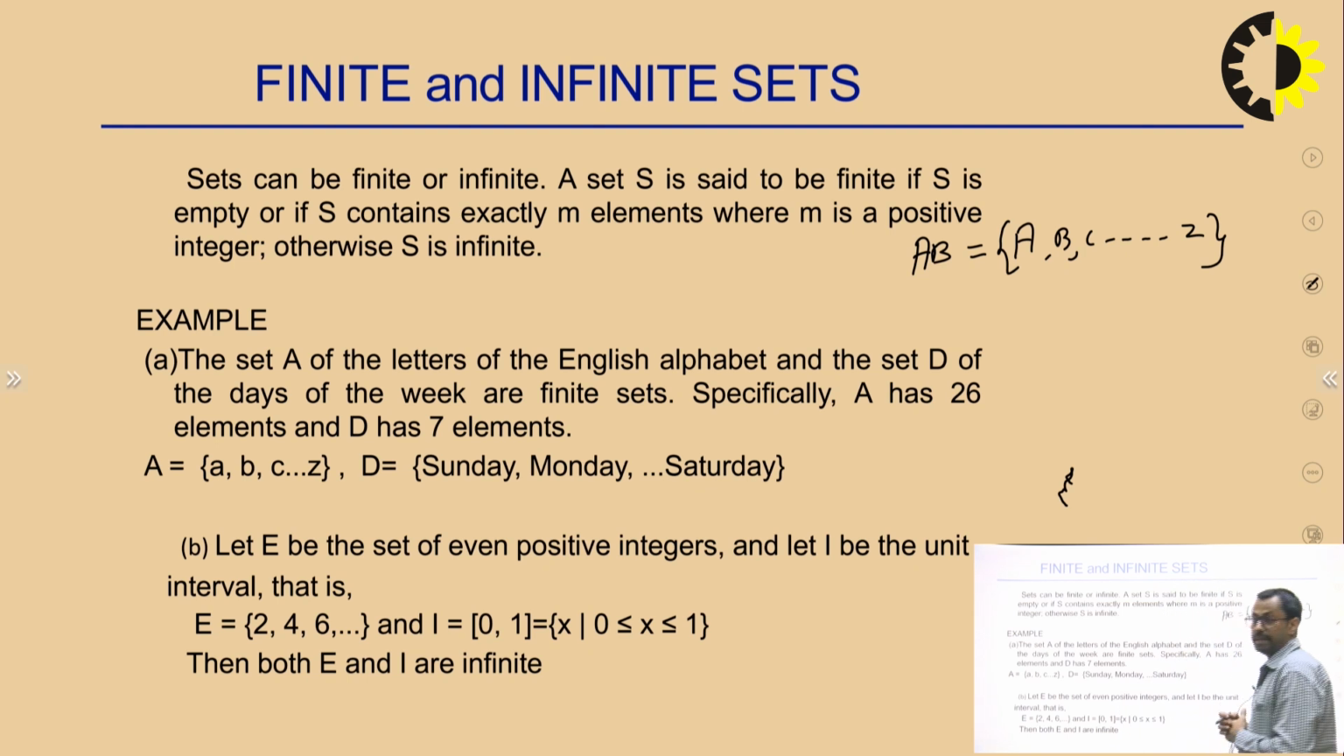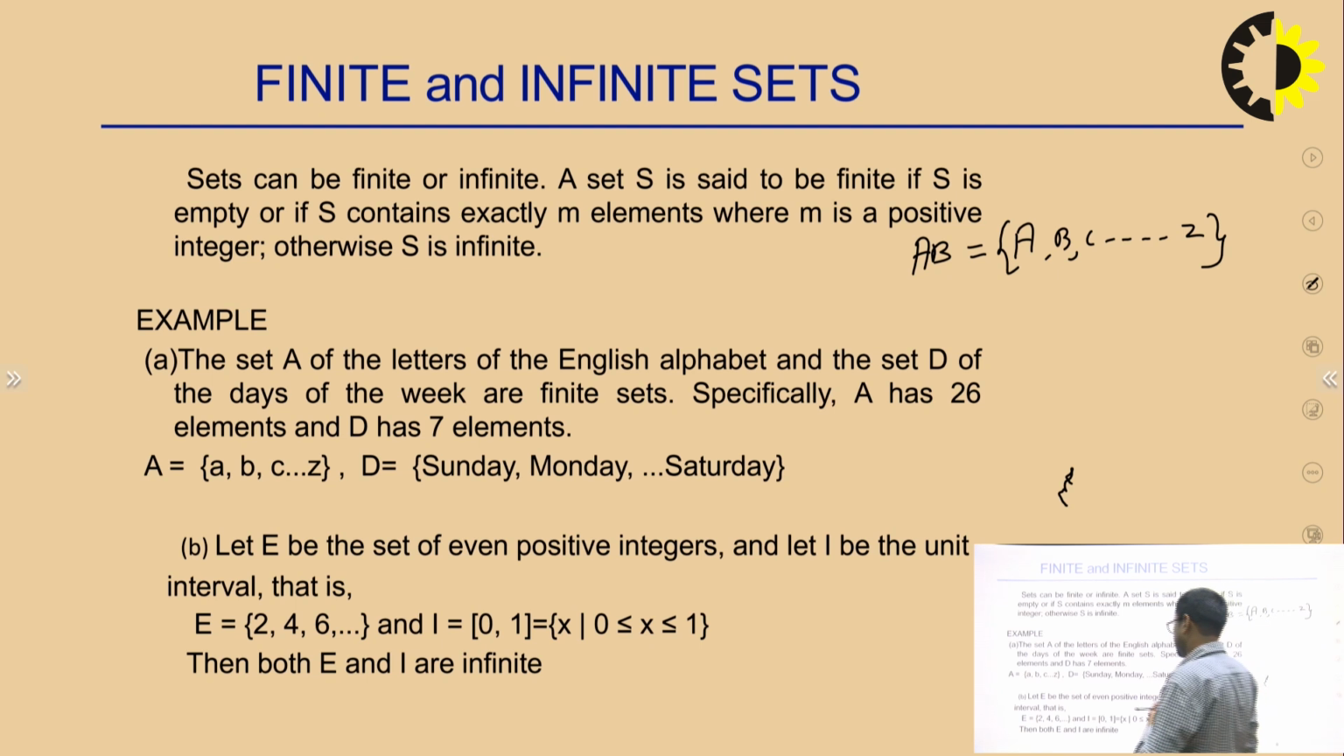If A is a set and the elements are A, B, C to Z, all the English alphabetic characters that are used, then this is a finite set. The number of elements is limited and fixed, so it is a finite set.